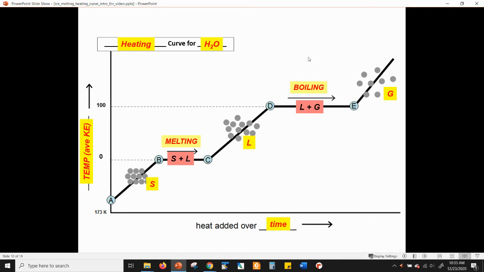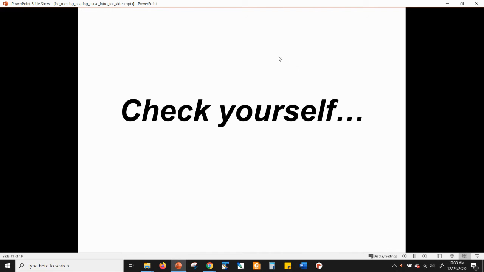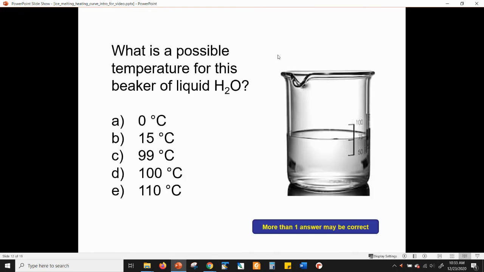Okay, we'll learn more about these graphs and these heating curves and cooling curves also later this week. All right, let's check yourself. Some things you should have learned from this little video. All right, what is a possible temperature for this beaker of liquid H2O? Hit pause and try it.